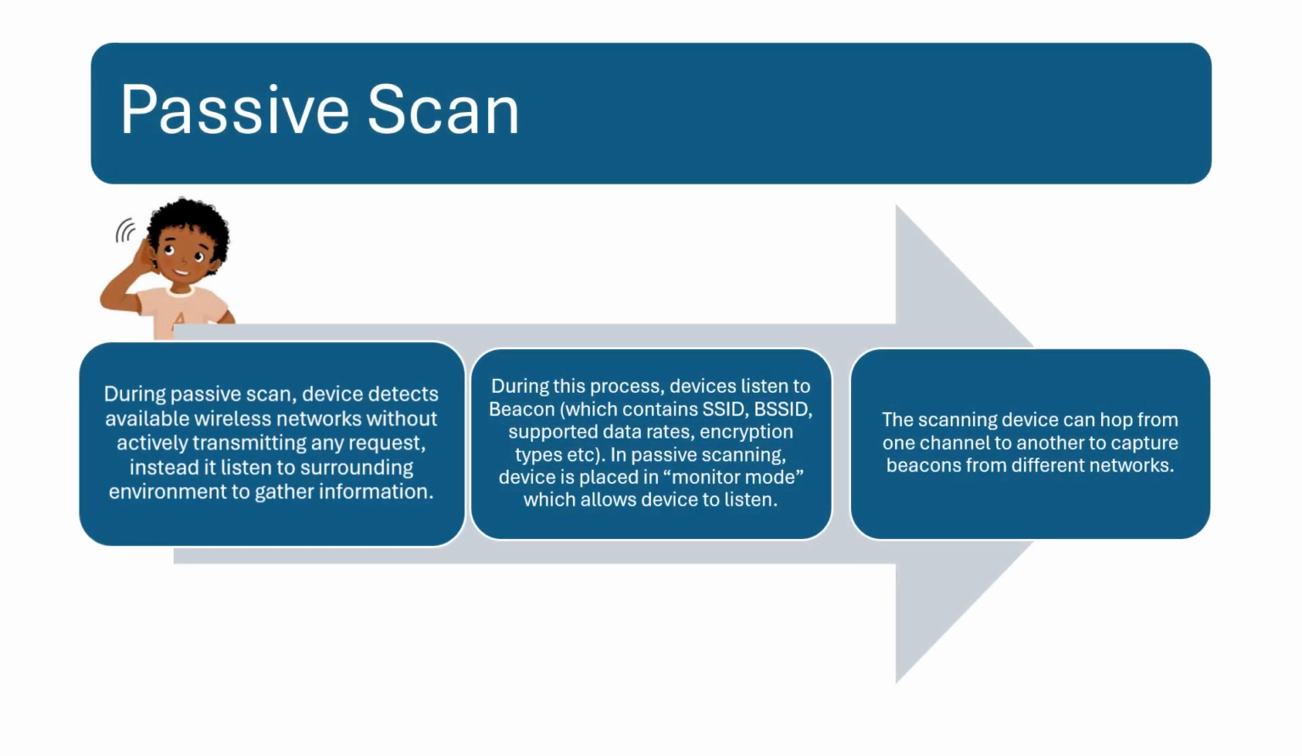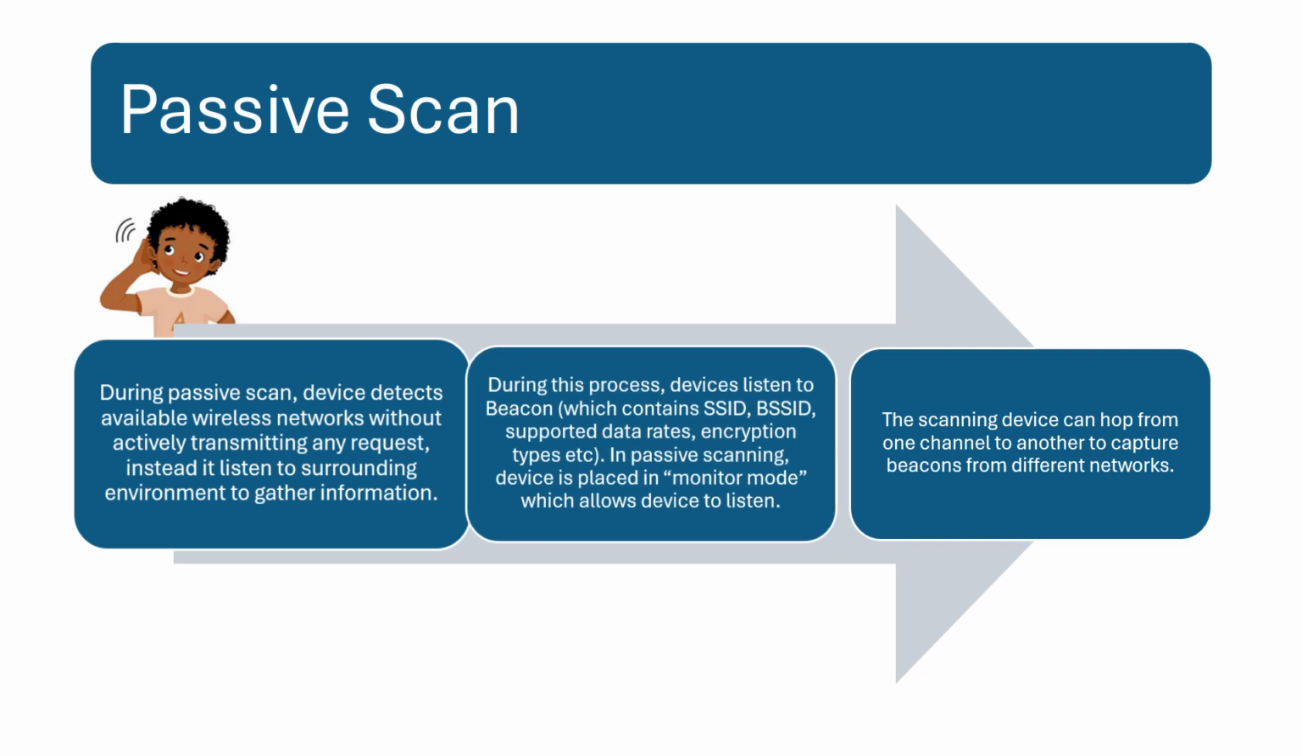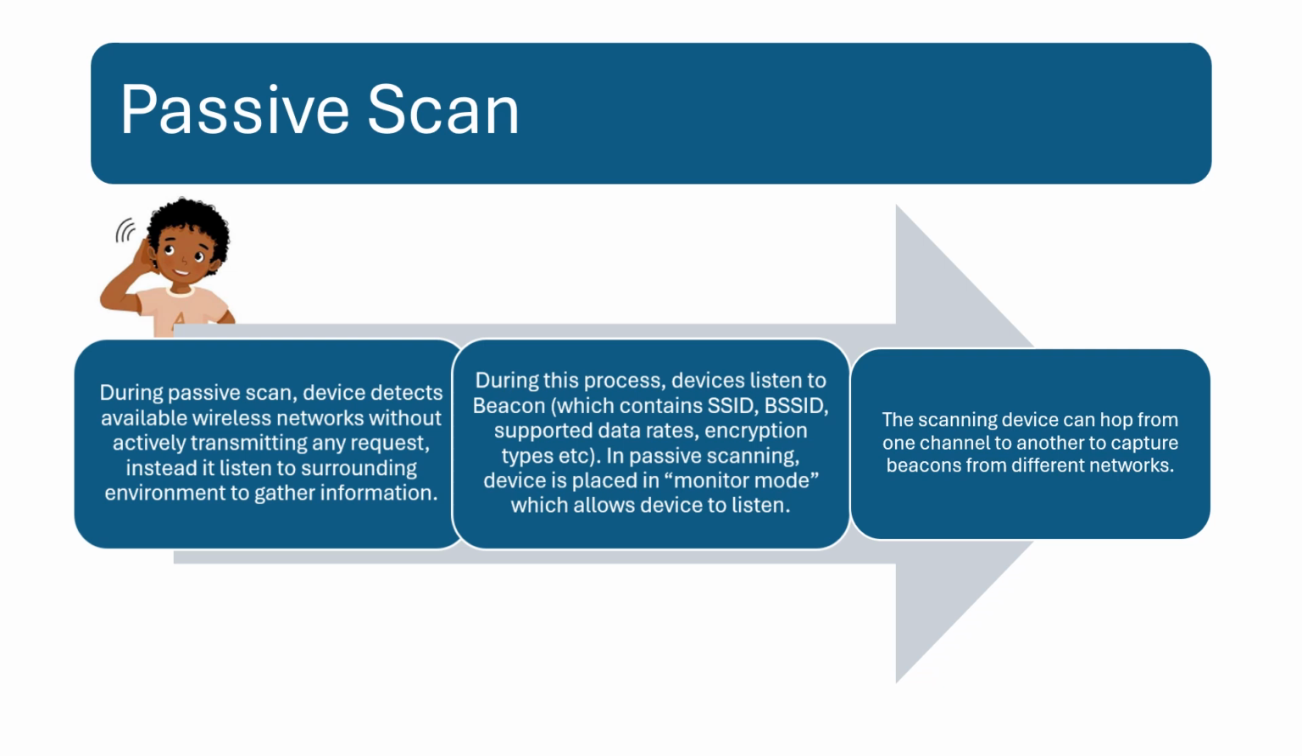Okay, we now know something about active scan. Let's learn about passive scan now. During passive scan, the device detects available wireless networks without actively transmitting any request. Instead, it listens to the surrounding environment to gather information. During this process, devices listen to beacons, which contain SSID, BSSID, supported data rates, encryption types, etc.